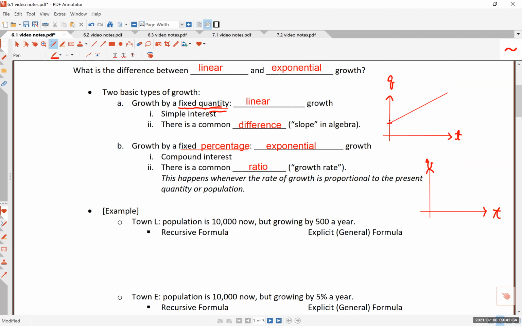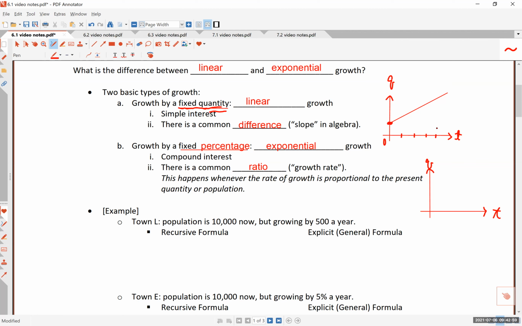So let's say you start, and by the way, this point is sometimes called the y-intercept in your algebra class, but more applicably, we will call that the initial value. It's called the initial value because when t is 0, that's the initial condition, the initial point. This is the quantity at the beginning.